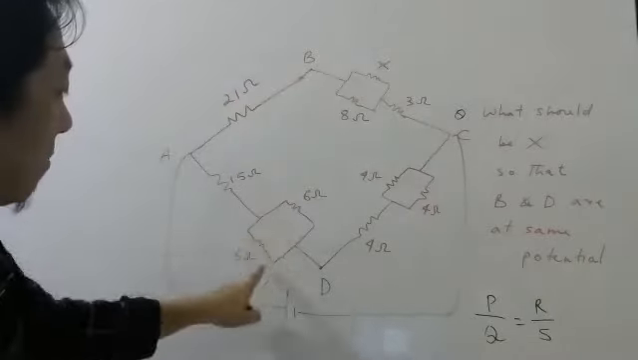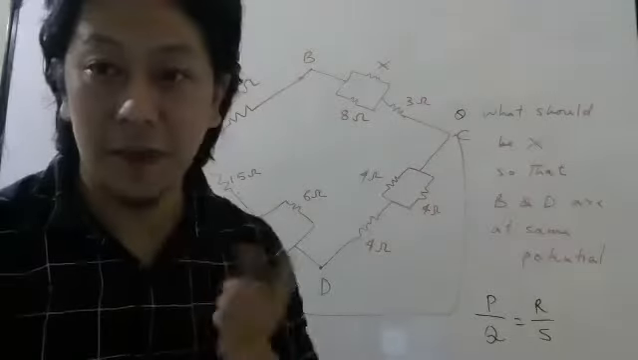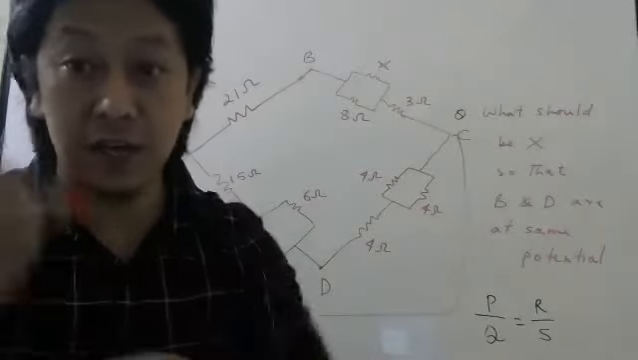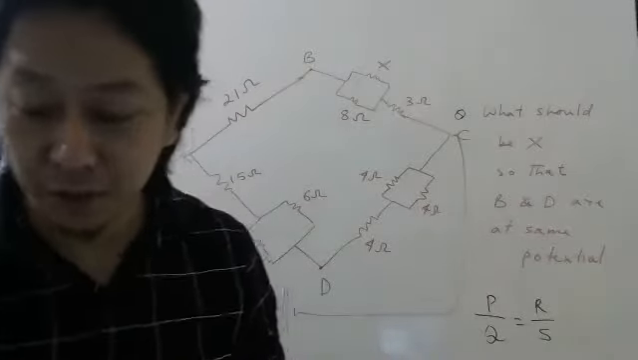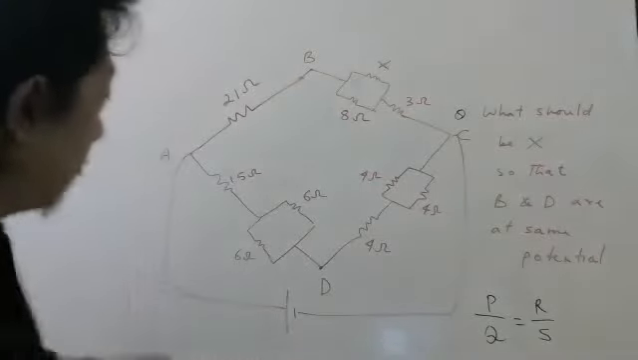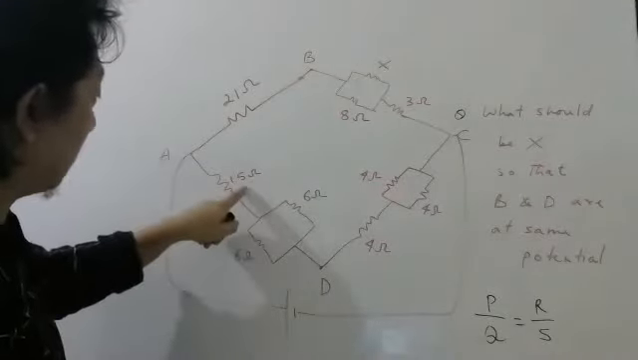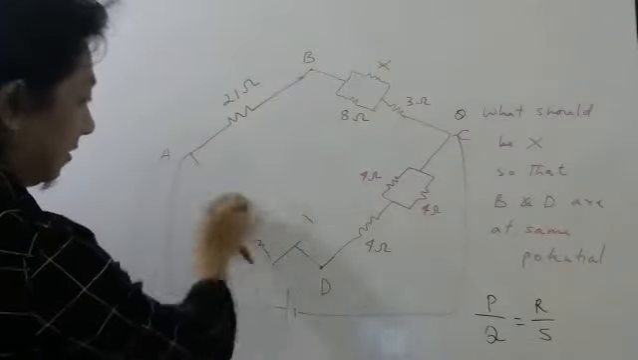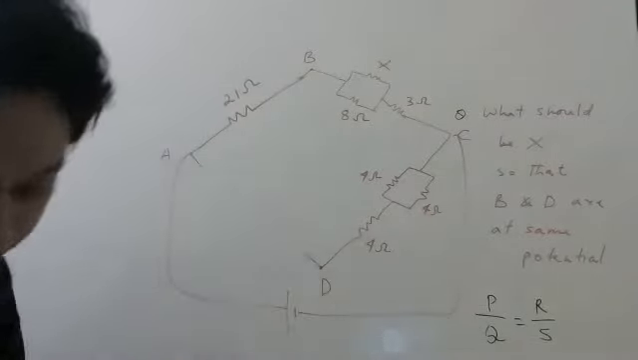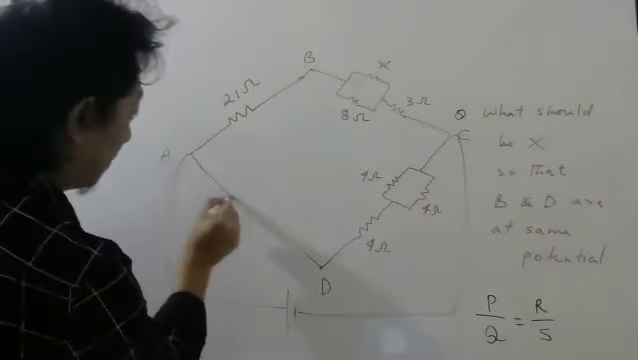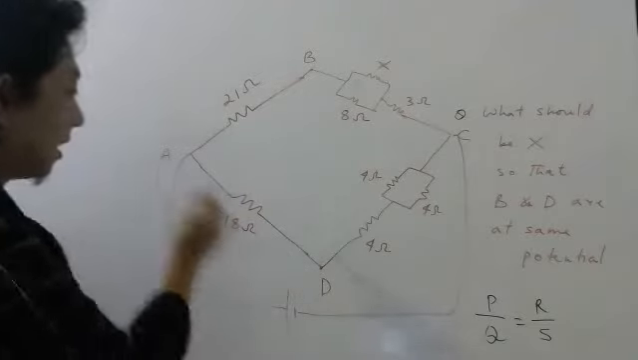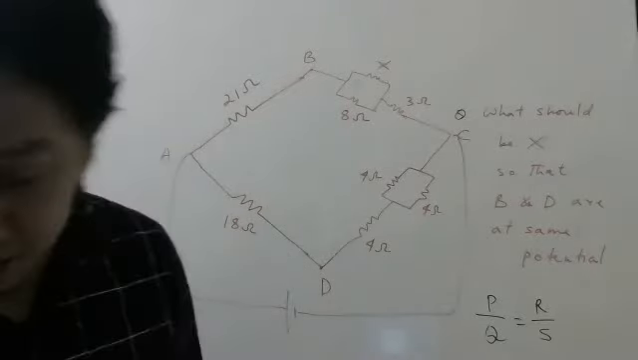6 and 6 in parallel will be 1 by 6 plus 1 by 6, which is 2 by 6, so inverted, 6 by 2, which is 3. So this will be 3. 3 plus 15 in series will give you 18. So this will be 18. Everybody understood? 6 and 6 in parallel will be 3, and 3 and 15 in series will be 18.